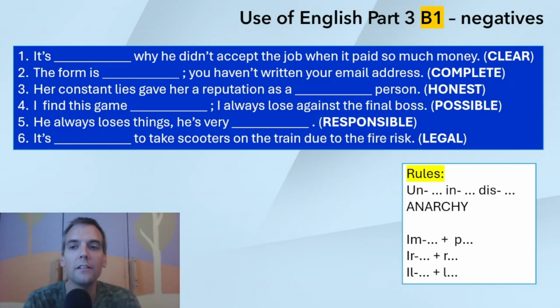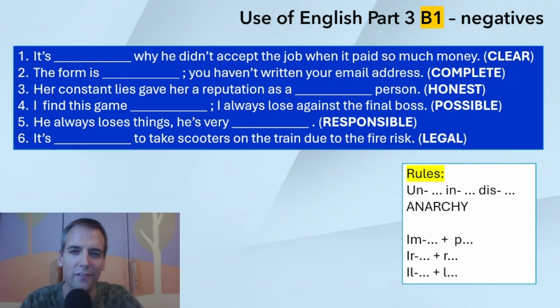So pause the video and write your words. Do I need to recap use of English Part 3? You transform the word that is given for each sentence so that it fits the sentence. For example, number 1, a job that pays a lot of money, you didn't accept it. I don't understand. I don't see clearly why you didn't accept it.